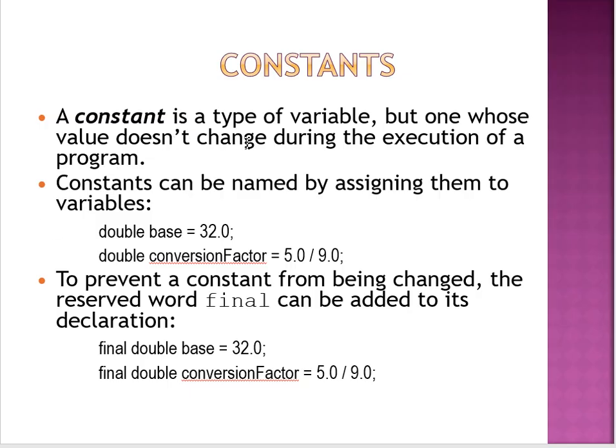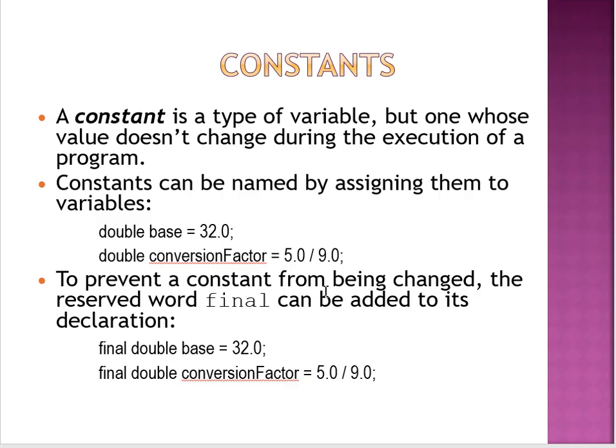So a constant is a type of variable, but one whose value doesn't change. The value in a constant will remain the same during the execution of a program. Constants can be named by assigning them to variables. Have you noticed? So this is how a constant can be assigned, like 32. If you want to use 32, you assign it to a variable like that.